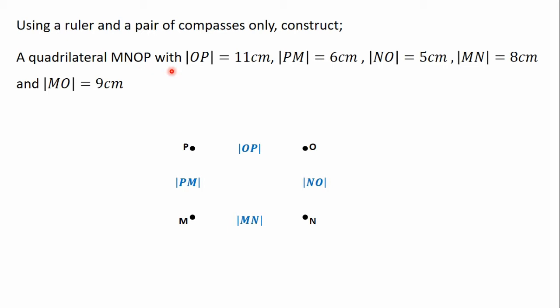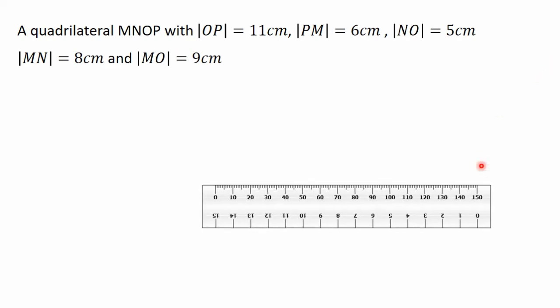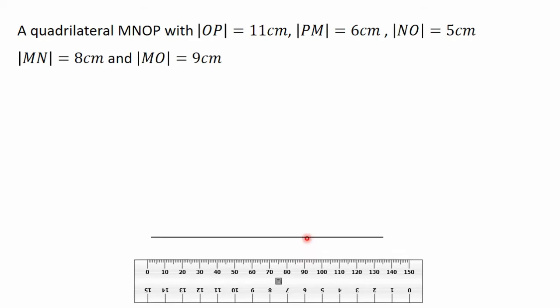Now to begin, you have to pick a side that you are going to use as the base. You can pick any one of these sides as the base. I'm going to use OP as my base. So the side OP with length 11 centimeters is going to be my base. Now let's start the construction. To begin, you pick the ruler and you draw a long horizontal line, just as I've done here.